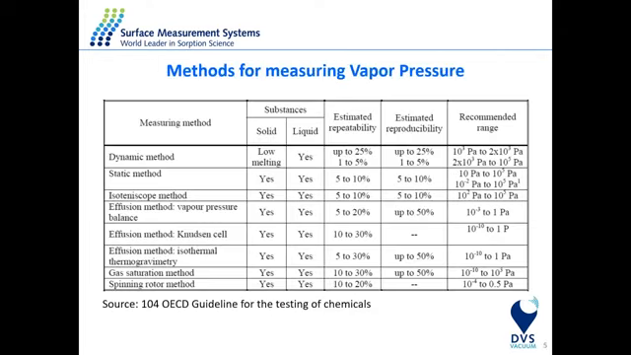Now, there are several methods to measure the vapor pressure. Here we're looking at the table produced by the OECD guideline, showing different methods for vapor pressure. So you have the dynamic method, static method, the effusion method, or gravimetric method. Each of these methods has its own recommended range and reproducibility range, and whether they're suitable for liquids and solids.